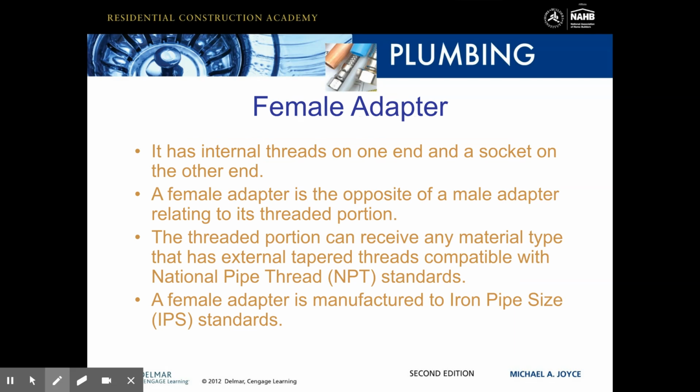On the opposite end of the male adapter, you have the female adapter. It has internal threads on one end and a socket end on the other. A female adapter is the opposite of a male adapter relating to its threaded portion. So the one that we saw before has the threads on the outside, and the female has the threads on the inside. The threaded portion can receive any material type that has external tapered threads compatible with National Pipe Thread standards. A female adapter is manufactured to iron pipe size standards.